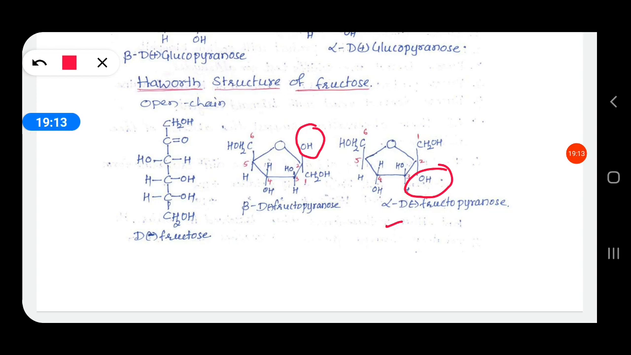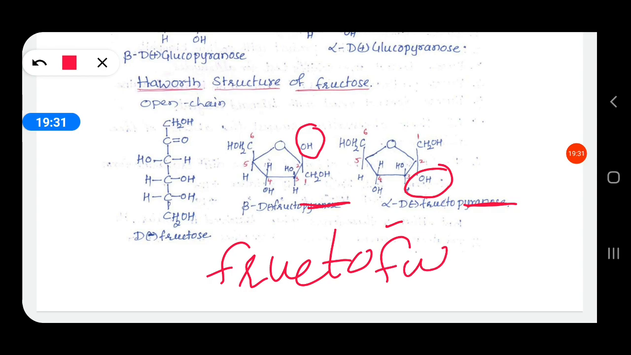So in fructose, the 5-membered ring is called a furanose ring. In glucose, it is a 6-membered ring, the pyranose ring. So it is called the fructofuranose ring. You know the heterocyclic compounds. A 5-membered ring with 1 oxygen is called furan. So it is a furan structure. Fructose contains a furan structure, so it is called fructofuranose.